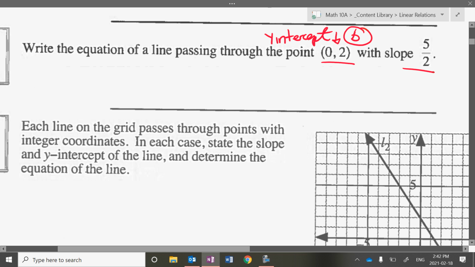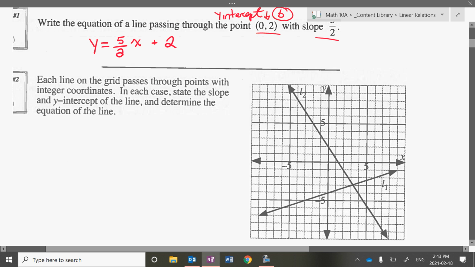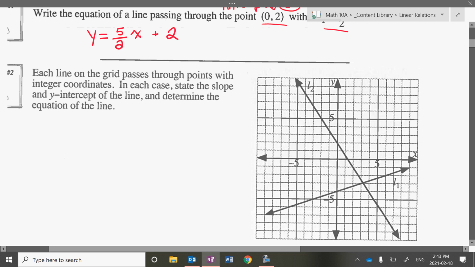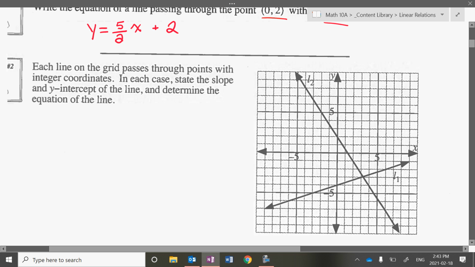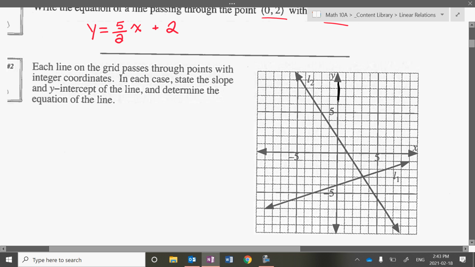So our equation, all you do is replace m with 5 over 2. x plus 2. That's your full answer. This is a level 1. You're replacing 2 blanks, guys. Come on. That should be a 4. At least a 6. At least a 3.